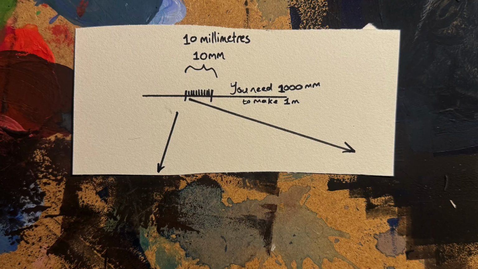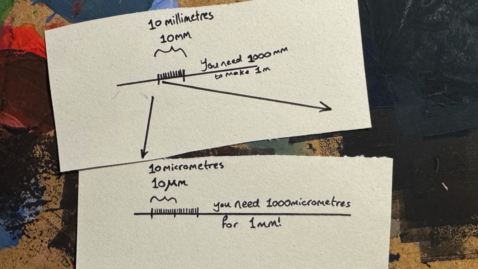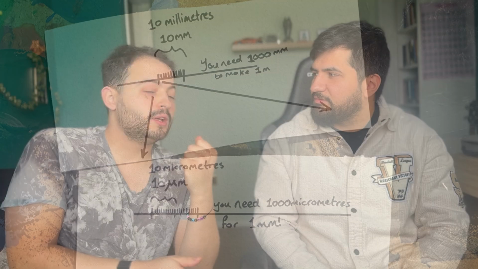And then you go one smaller into a micrometer, which is 1,000th of a millimeter, which would be a millionth of a meter. So it's 1,000th of 1,000th of a meter. Yes. So that's literally, when we say a microscope, we're looking at things on that micro measurement.